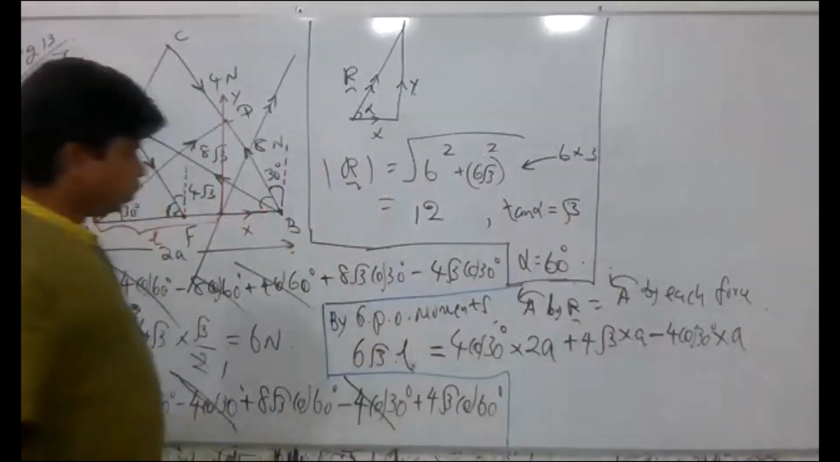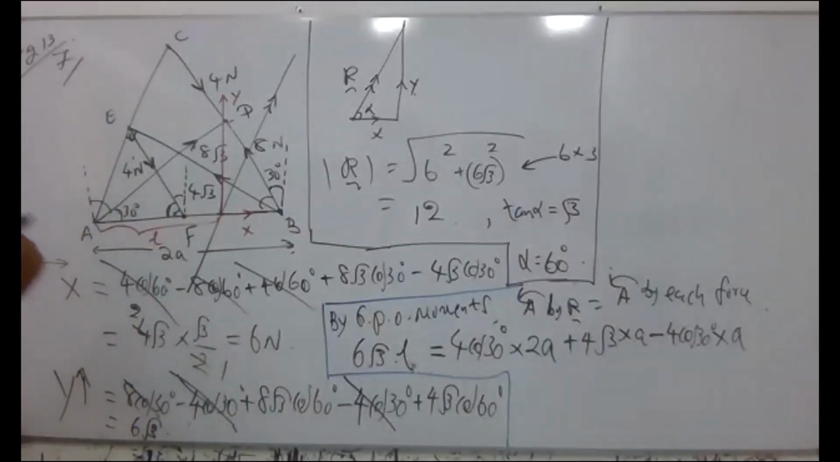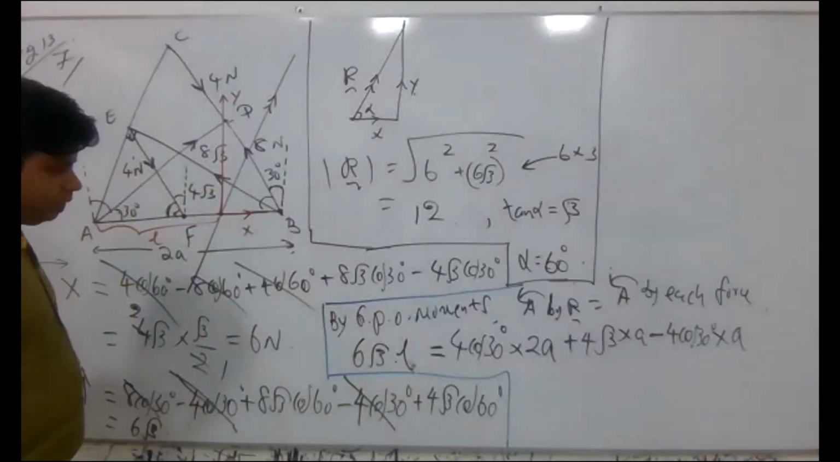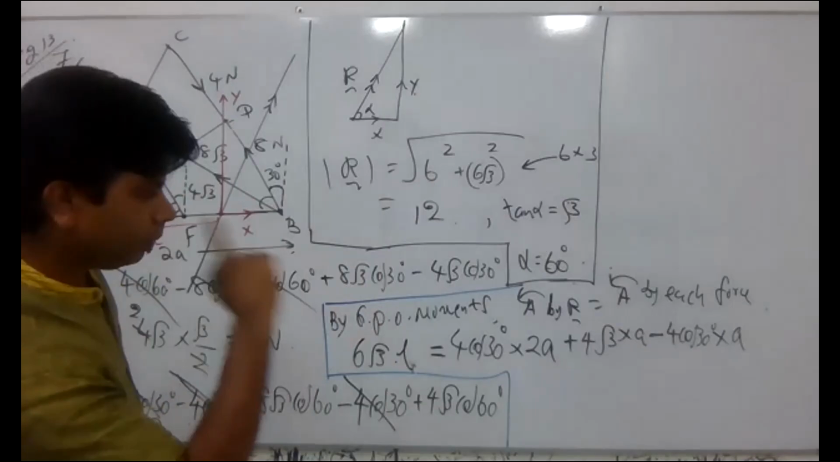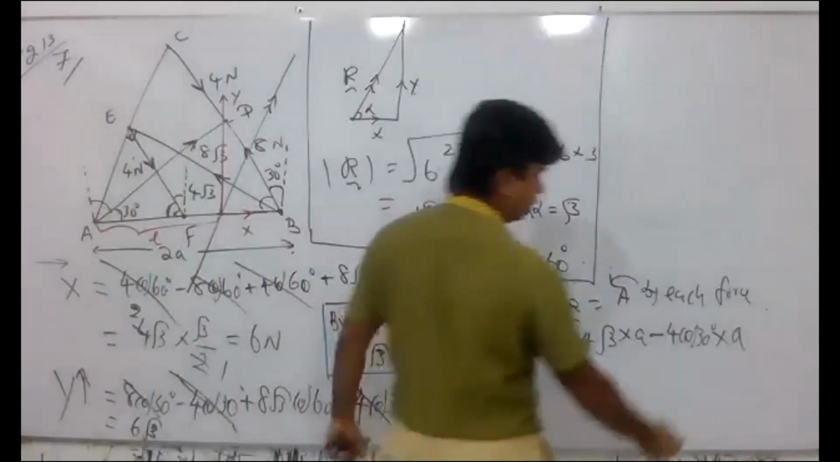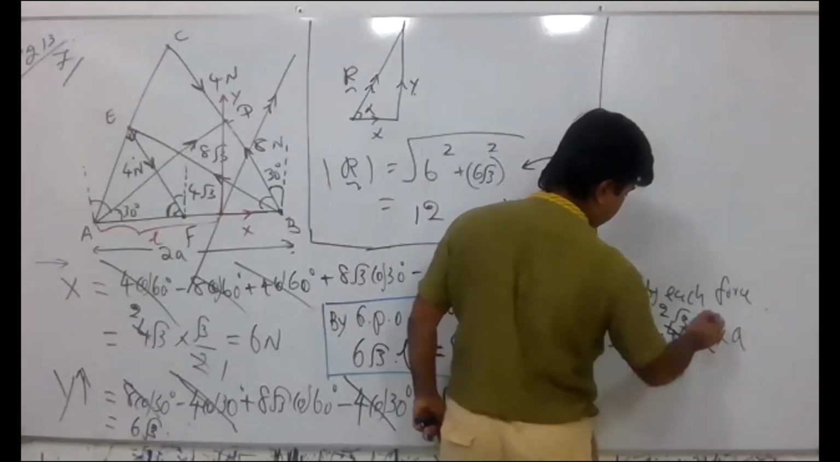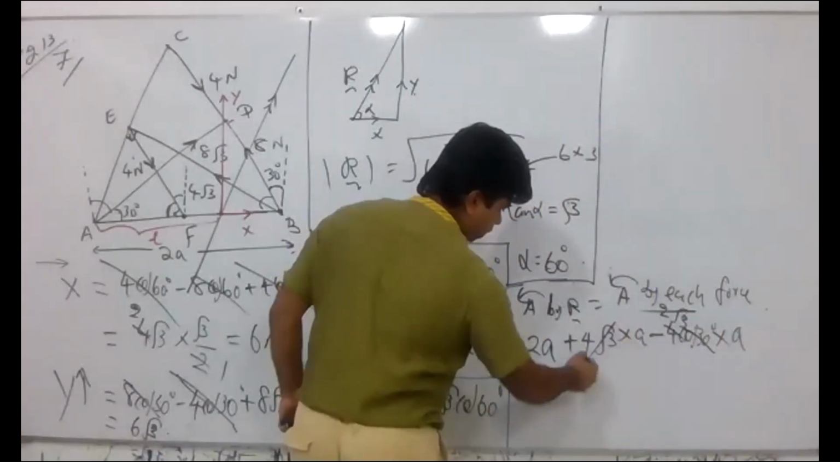Then you know that root 3 is there in each and every term, right? So you can divide all by 2 root 3, because you know that 2 root 3 cancels. All the terms are divisible by 2 root 3.